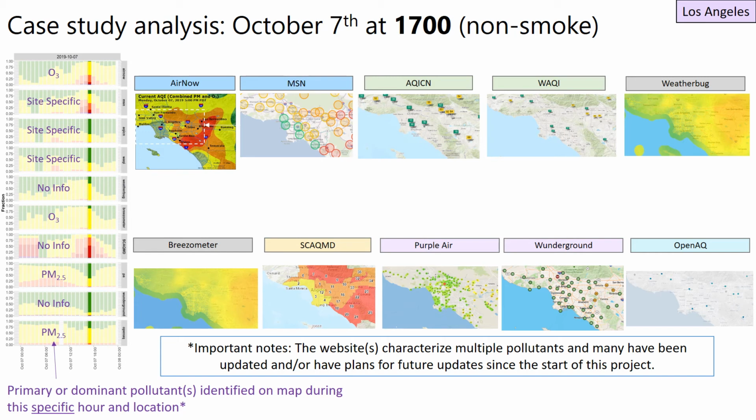For each chart, we further examined the website to find any available information on the pollutant driver or drivers. Some sites listed the pollutant or pollutants. Others were site-specific, meaning that each point on the map may have a different pollutant driver. And there were some websites for which we could not readily find the information.